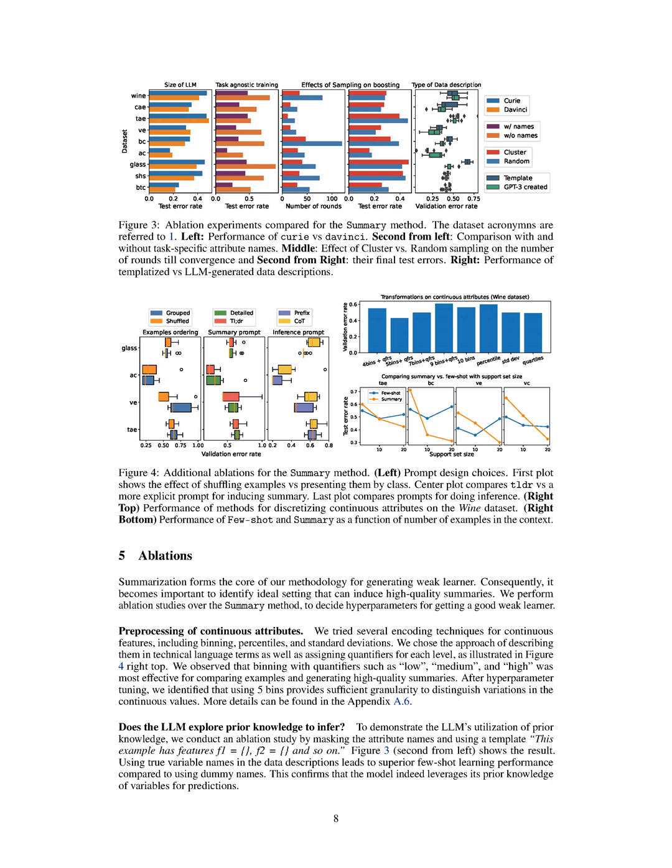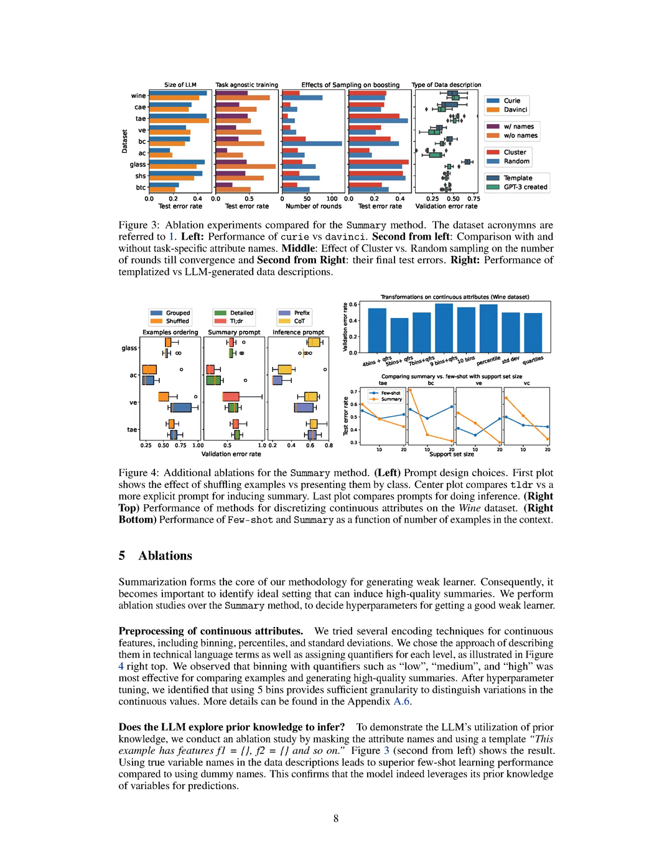One key area we focused on was the preprocessing of continuous attributes. We tested numerous encoding techniques for these continuous features, including strategies such as binning, percentiles, and standard deviations. We ended up choosing an approach that involved explaining the features using technical language and assigning terms like low, medium, and high to each level of binning, as shown in the top right of the associated figure. Our findings revealed that this binning approach was the most effective for comparing examples and creating high-quality summaries. After fine-tuning the hyperparameters, we found that using 5 distinct bins was adequate for identifying differences in the continuous values. You can find more details on this in the appendix.